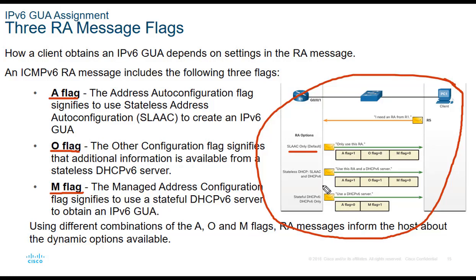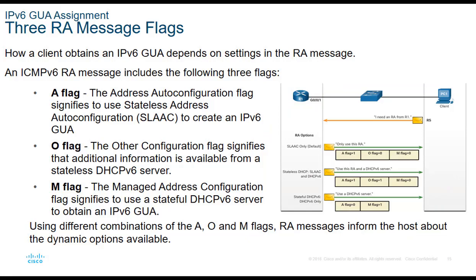If you look at the O flag, it signifies that additional information is available from a stateless DHCP version 6 server. So this is stateless DHCP version 6. And if you look at the last flag, the M flag, this is pointing to stateful DHCP version 6. So using different combinations of the A flag, O flag, and M flags, RA messages inform the host about dynamic options that are available.